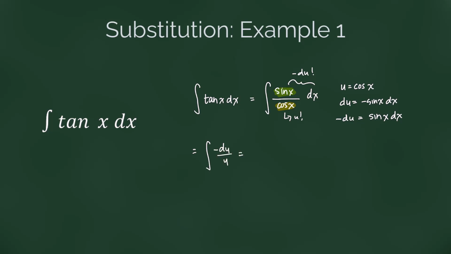So our original antiderivative is now equal to the antiderivative of negative du over u, and we can move the negative to the outside. The antiderivative of du over u is the natural log of the absolute value of u plus a constant c. Since we started off with a function of x and we're taking an antiderivative, we want to end up with a function of x, so we replace u and we get that the antiderivative of the tangent of x dx is equal to the negative natural log of the absolute value of the cosine of x plus a constant.